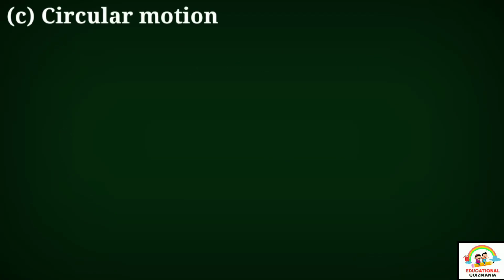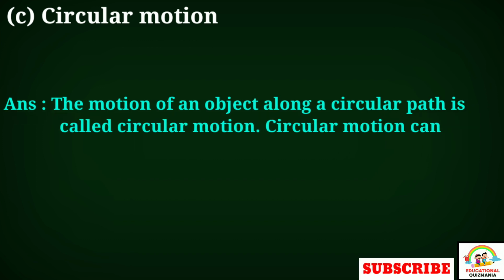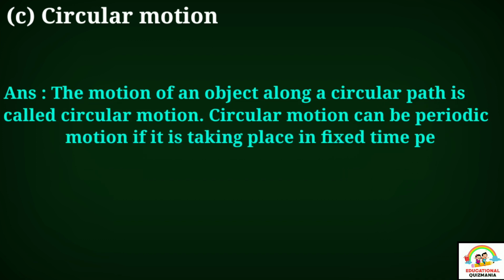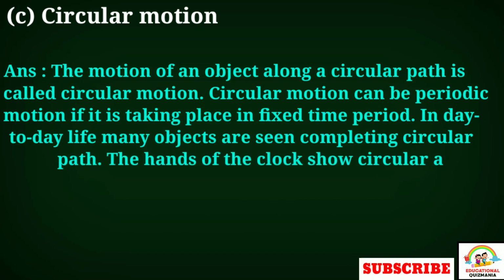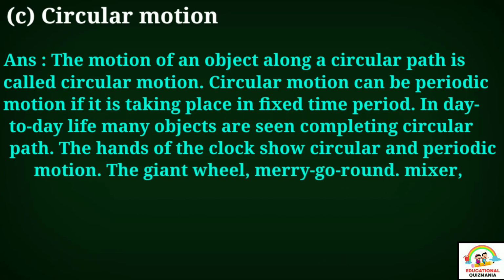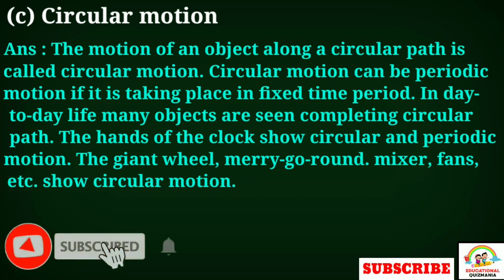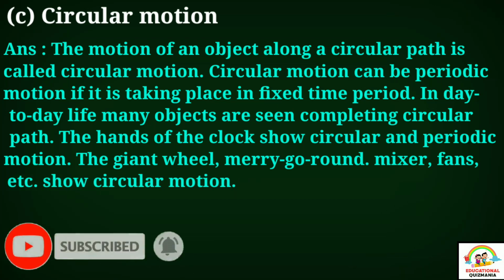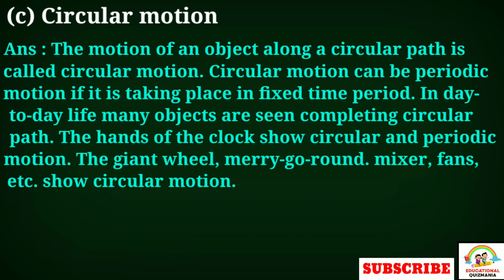C. Circular motion. Answer. The motion of an object along a circular path is called circular motion. Circular motion can be periodic motion if it is taking place in a fixed time period. In day-to-day life, many objects are seen completing a circular path. The hands of the clock show circular and periodic motion. The giant wheel, merry-go-round, mixer, fans, etc. show circular motion.